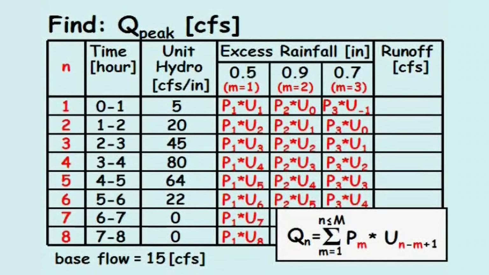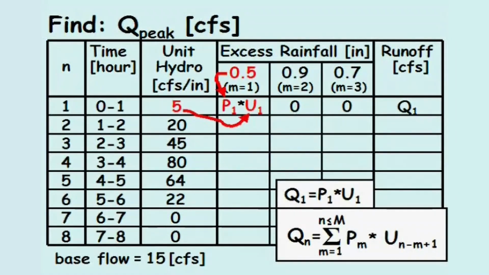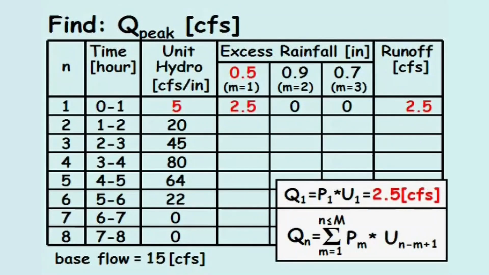Solving for runoff from the first hour, Q sub 1, we notice there is no U0 or U minus 1 term, since the second and third hour of rainfall cannot contribute to the first hour of runoff. So the second and third terms of the equation equal 0, and the runoff for the first hour is simply 0.5 inches of excess rainfall times 5 cubic feet per second per excess inch of rainfall, which equals 2.5 cubic feet per second.